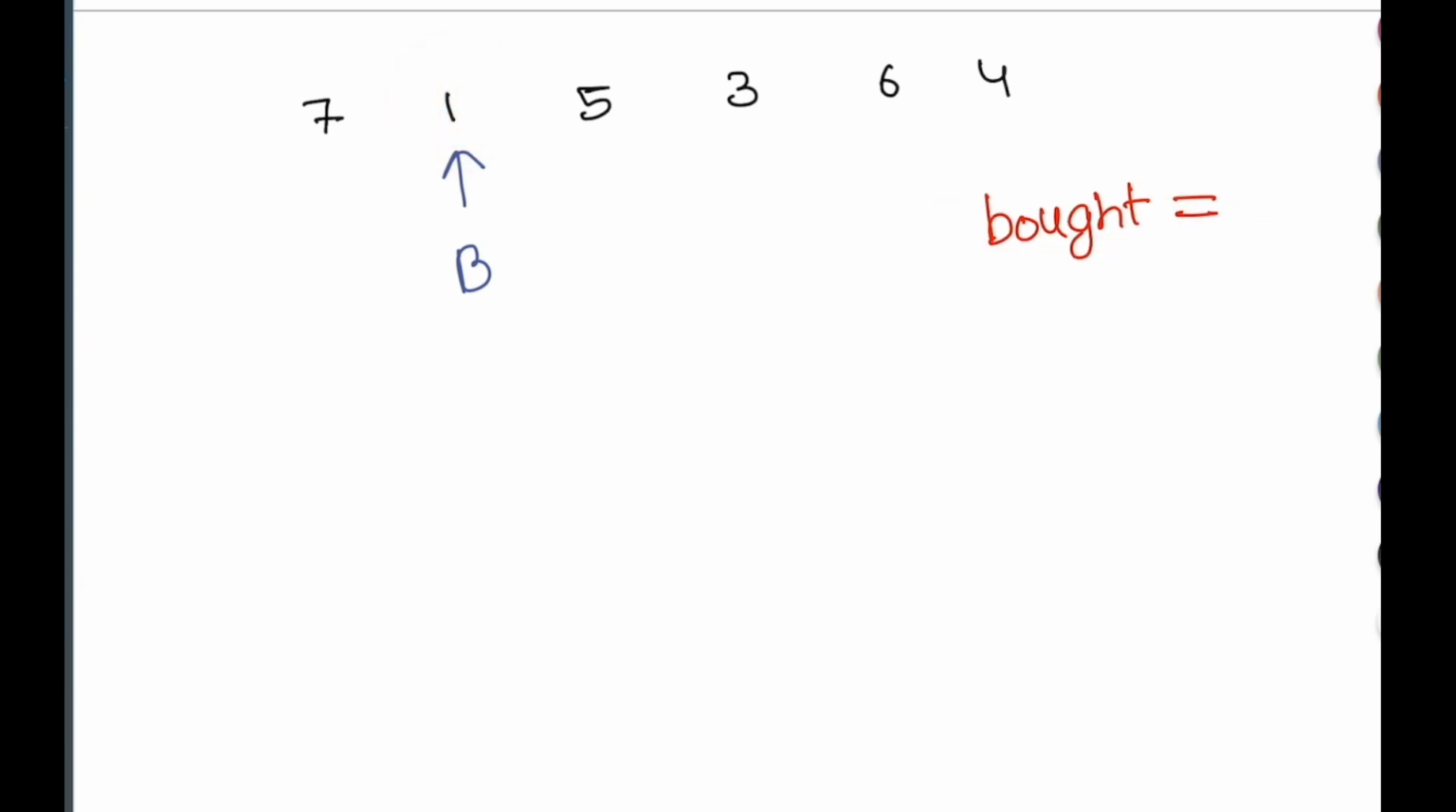So let me update my bought price and let me make it as 1. Later on I see a new data. As of now I have seen two data, 7 and 1, and I have a profit of 0 because I have never sold my stock.